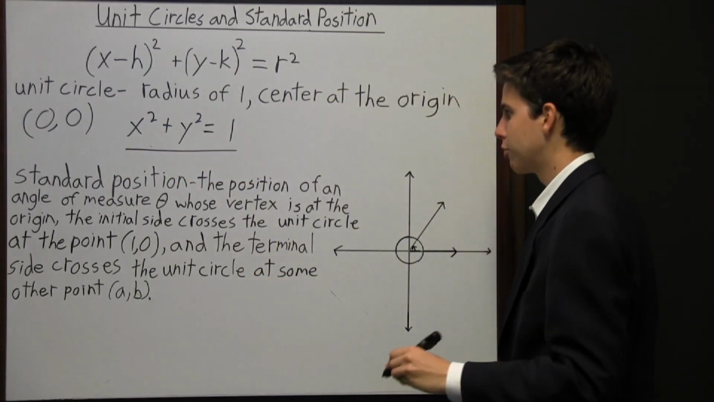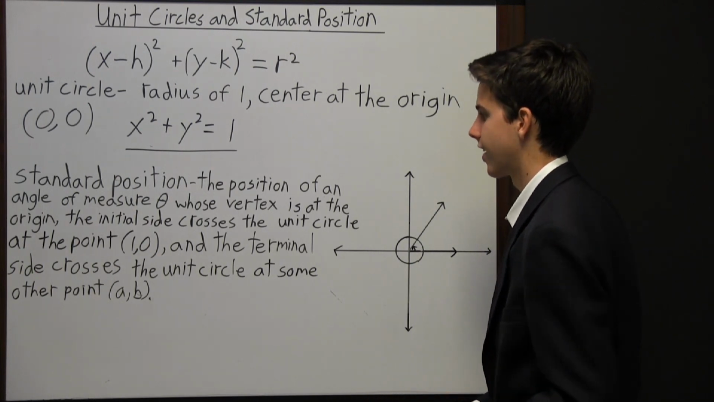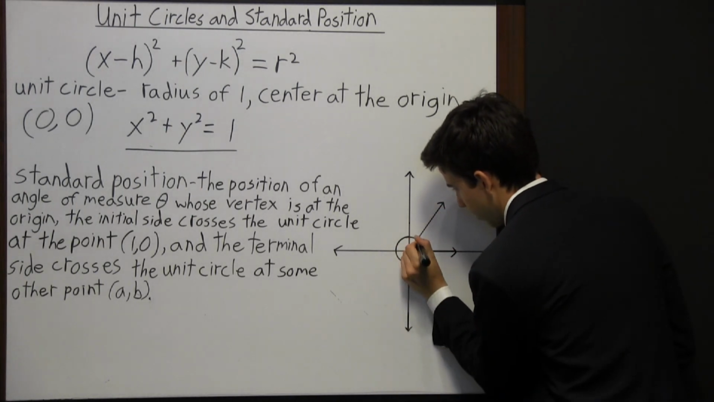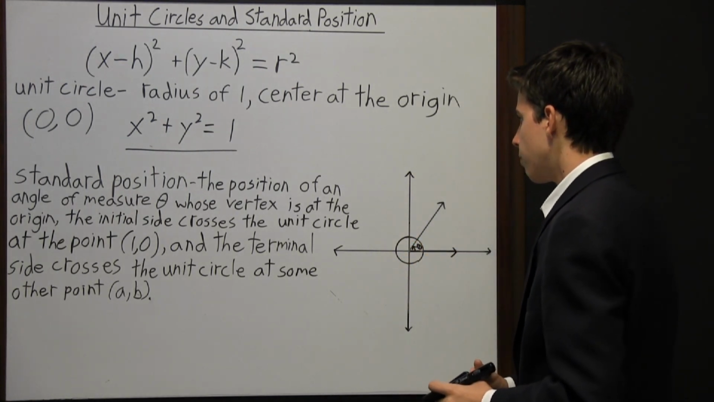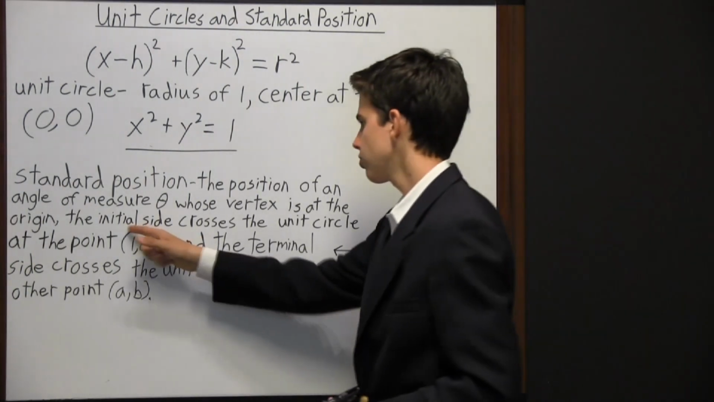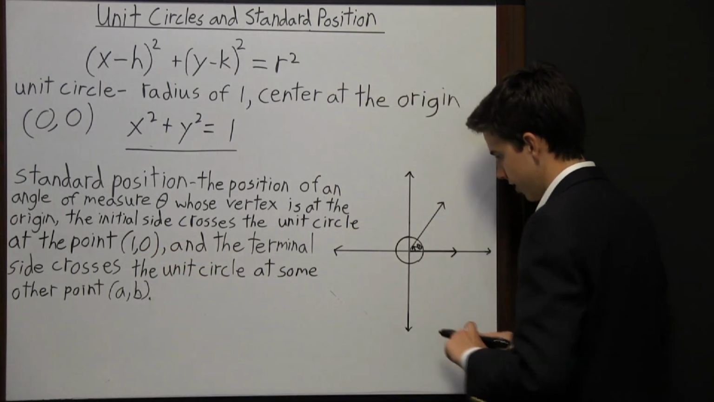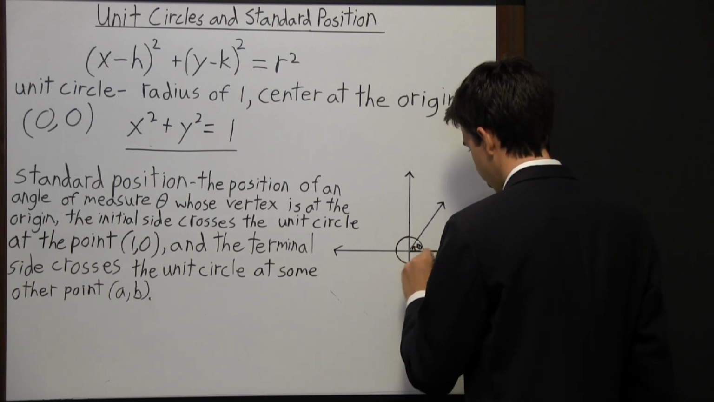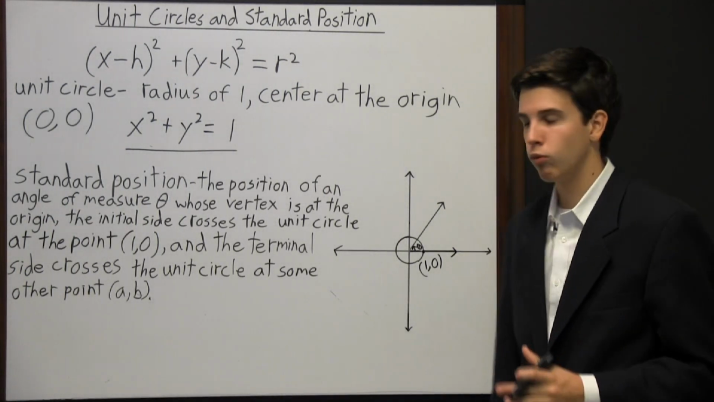Now, we have something called standard position, which is the position of an angle of measure theta whose vertex is at the origin. Right here, you see this angle, and I'm just going to label it with the angle symbol. We don't know what the angle is, but the vertex right here is at the origin of this coordinate plane. The initial side crosses the unit circle at the point 1, 0. This is the initial side, and it meets the circle right there, crossing the circle at point 1, 0.